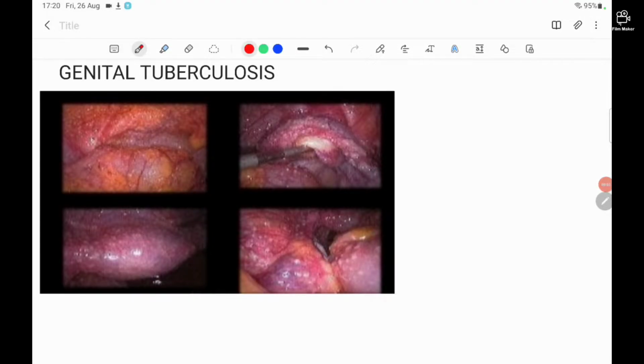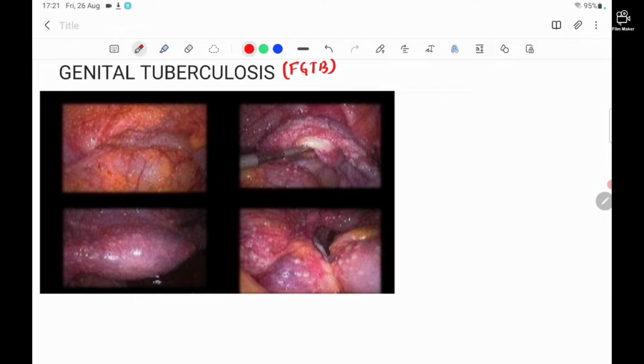Today we will discuss genital tuberculosis. This is also called FGTB when caused in females. We will primarily focus on FGTB only.